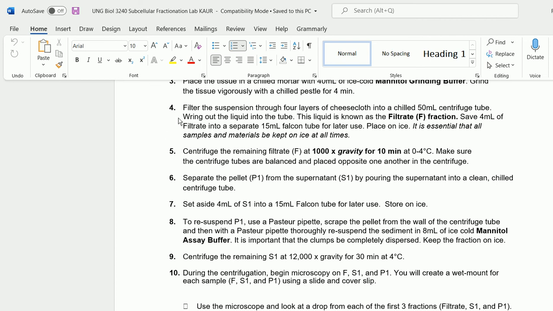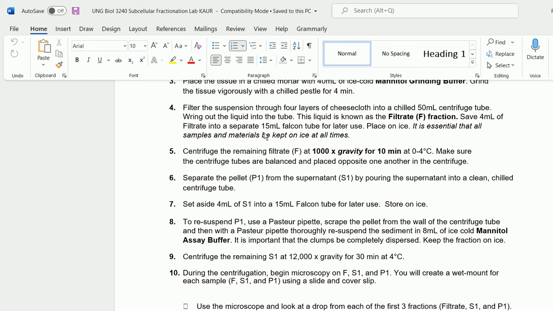Okay, and now you have this whole homogenate and you have saved some. Now you are going to take this filtrate and centrifuge it. Centrifuge the remaining filtrate at 1000 G for 10 minutes at cold. Make sure the centrifuge tubes are balanced. So I will be there to help you with all these things.